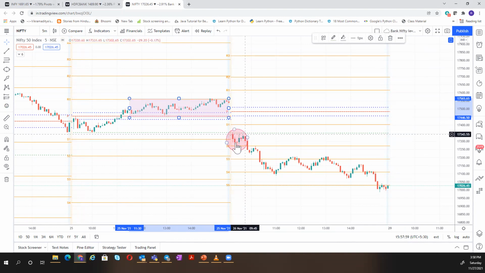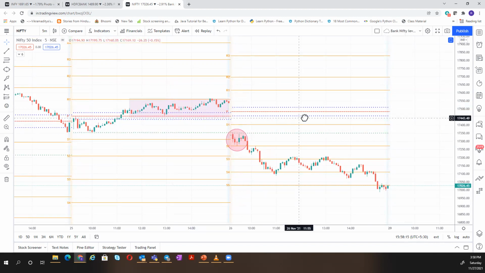This circular area is the consolidation. Yes, this is already a breakout, but from a price action point of view, observe this consolidation. Most of the time you miss the trade looking at these green bars, but you need to watch that price is below S1, below the previous day low. High probability trade.